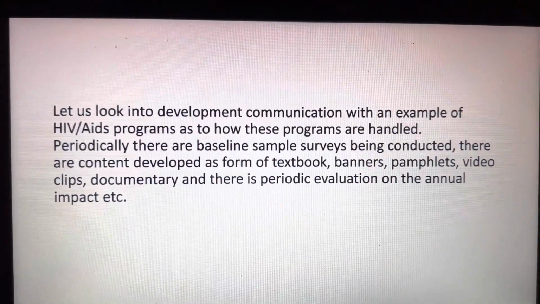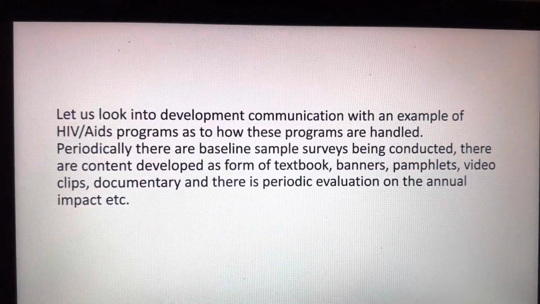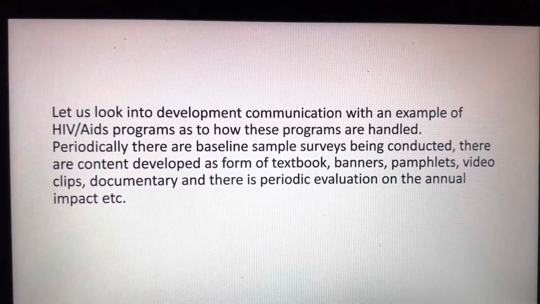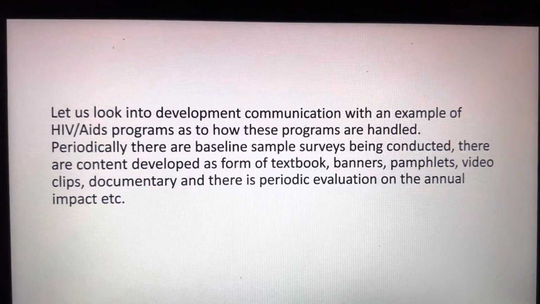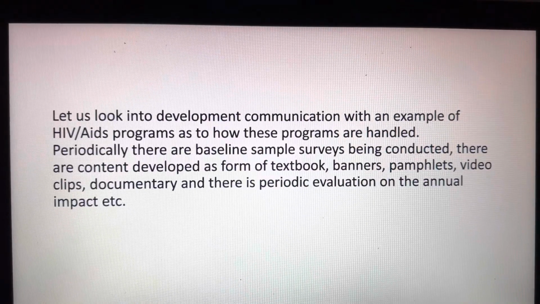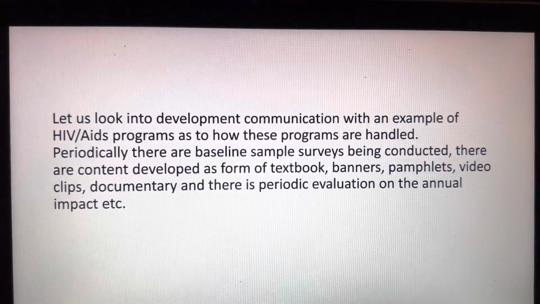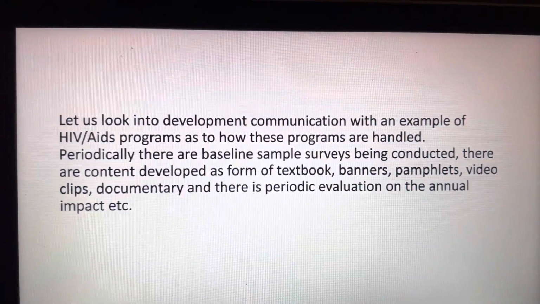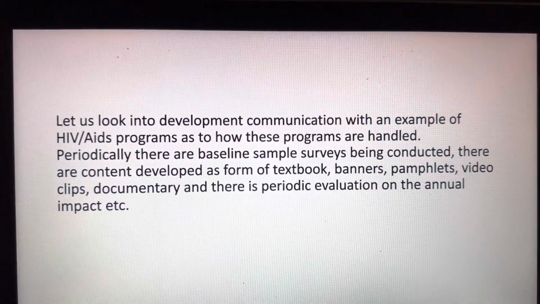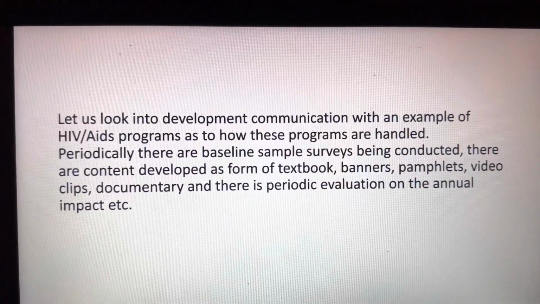Let us look into development communication with an example of HIV/AIDS program as to how these programs are handled. Periodically, there are baseline sample surveys being conducted, content developed as form of textbooks, banners, pamphlets, video clips, documentaries, and there is periodic evaluation on the annual impact.